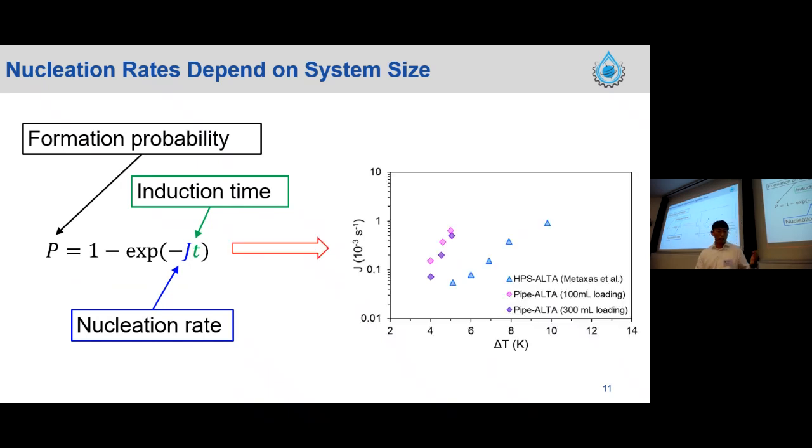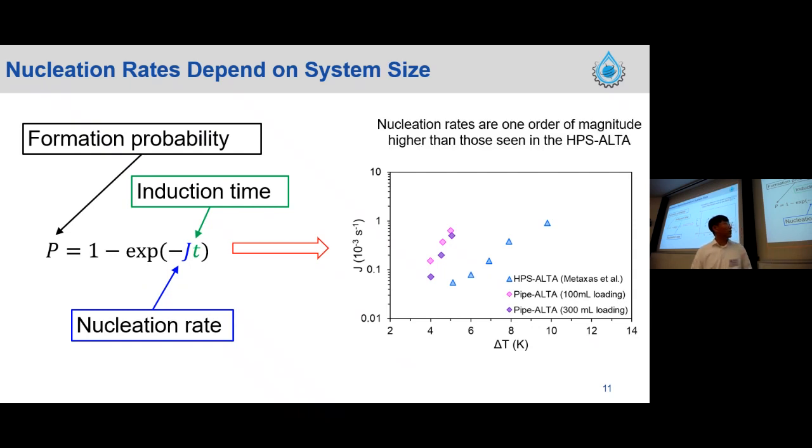If we do that, as you can see in the right-hand side plot, those blue triangles are nucleation rates extracted from the HPS delta system, and the diamonds are from the much larger pipe delta system. As you can see, in the larger pipe delta, the nucleation rate is much higher than in HPS delta, especially at 5K subcooling. The nucleation rate is one order of magnitude higher than we see in HPS delta.